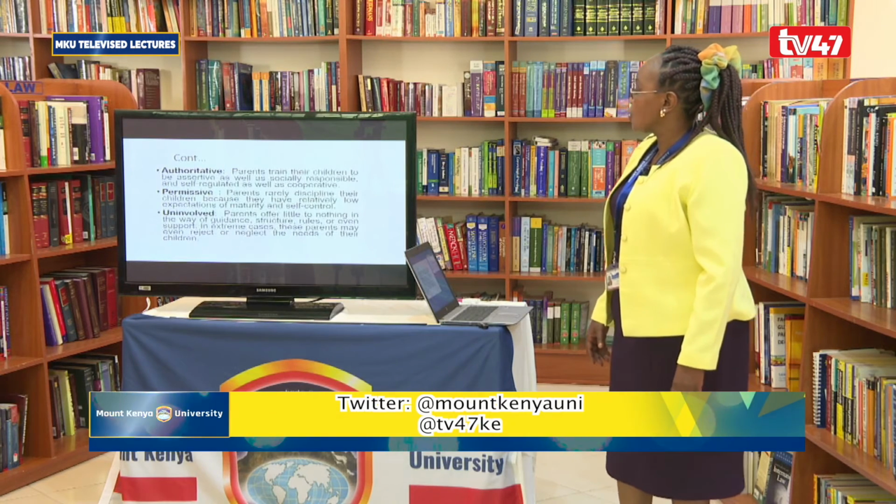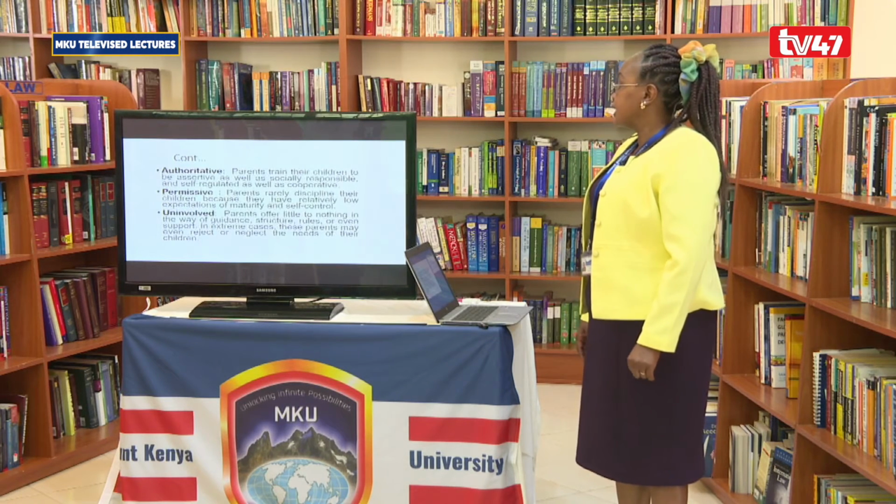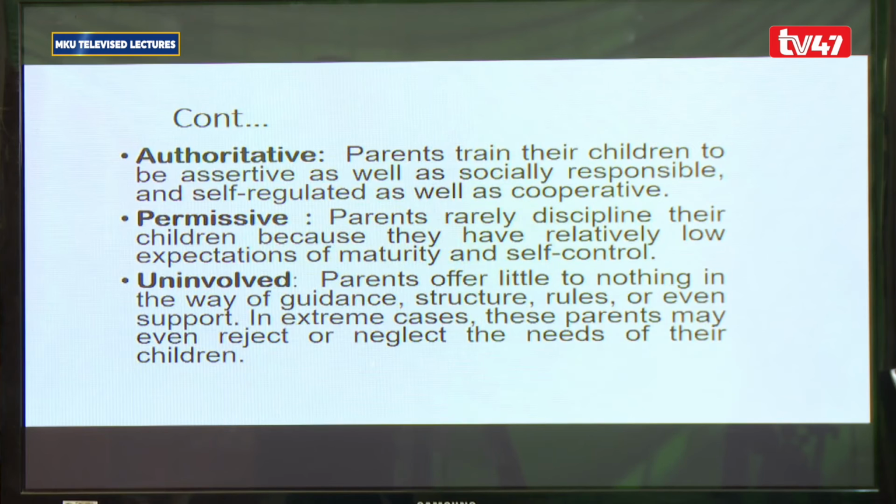The other one is authoritative style. And here we see that the parents interact with their children in such a way that they train them to be assertive as well as to be self-regulated. So the children are able now to know what to do, when, and why. Vis-a-vis the other child who was brought up by an authoritarian parent, them they just comply.